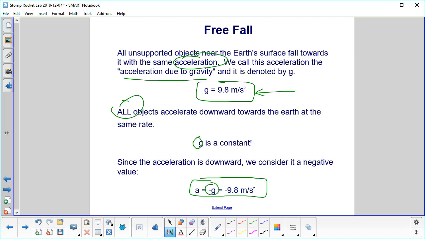Right here, you can see this negative g. If you were to put a negative 9.8 in for g, then you'd get a positive acceleration, which would be incorrect because we're accelerating downwards.